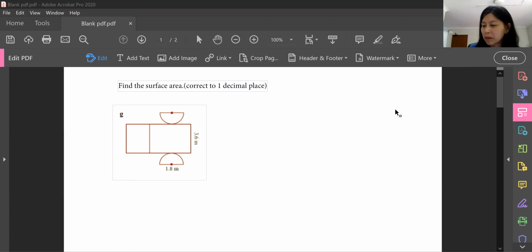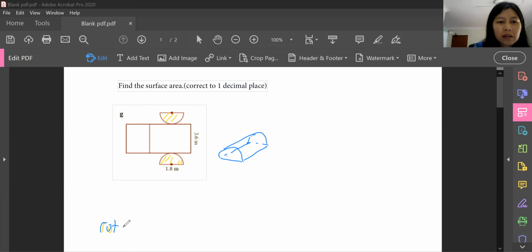Okay. In this example G, if we can visualize it, the 3D solid from this net diagram is a semicircle. It probably looks like this. All right. Let's try to work out the surface area. Hopefully you recognize these are 2 pieces of semicircle which you can merge together to become one circle. So the total surface area will be a circle plus a rectangle.